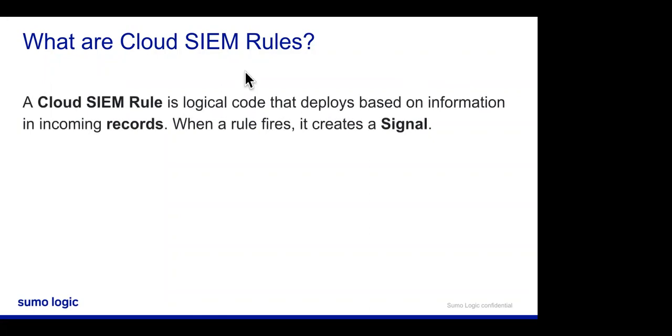A Cloud SIEM rule is logical code that basically creates a signal. When it looks at a record and the record matches the rule, it then fires and creates the signal. You'll find there are 4 types of rules, and they're fairly easy to create. I'm going to show you one of the types here today, and 2 more types tomorrow. Additionally, we're also going to talk about rule tuning and creating insights.